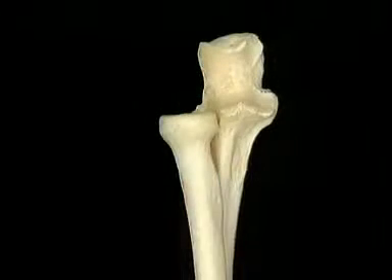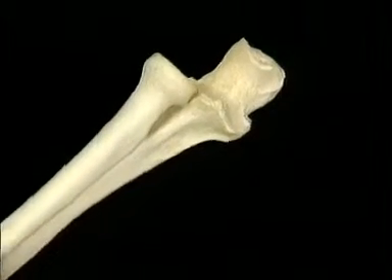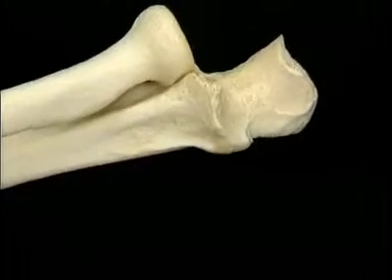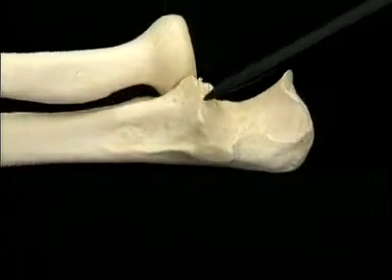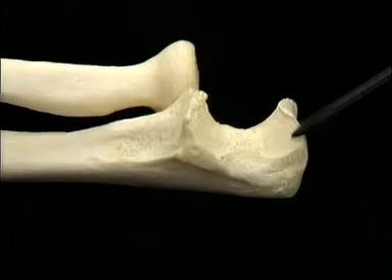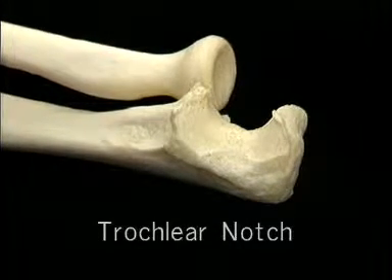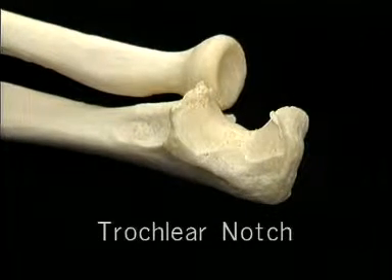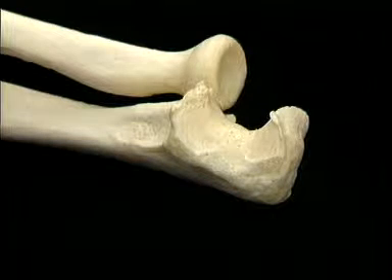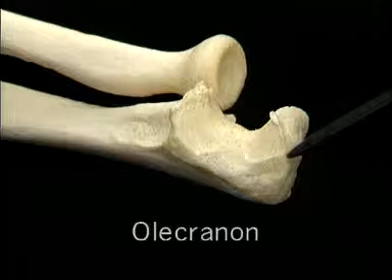Let's look at the proximal ends of the radius and the ulna. We'll look at the ulna first. The main feature of the proximal end of the ulna is this large curved articular surface. The curve that it forms is called the trochlear notch. It articulates with the trochlea of the humerus. The very proximal end of the ulna is the olecranon. The triceps tendon is attached to it.